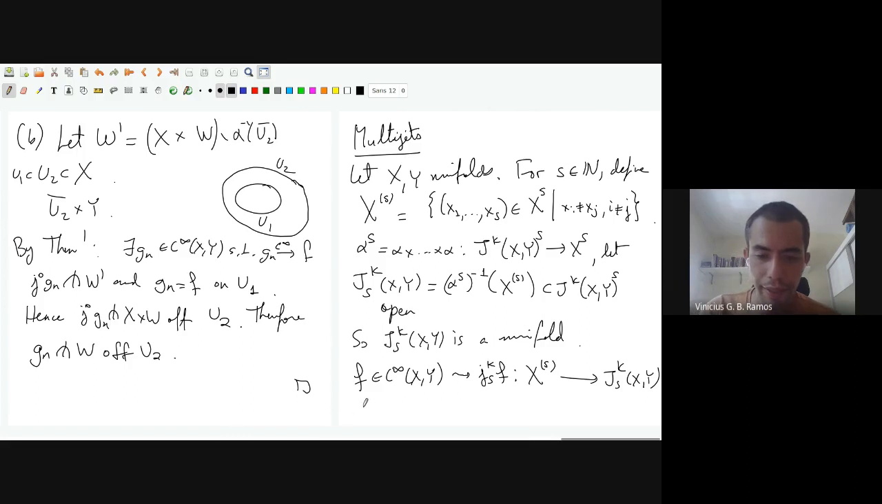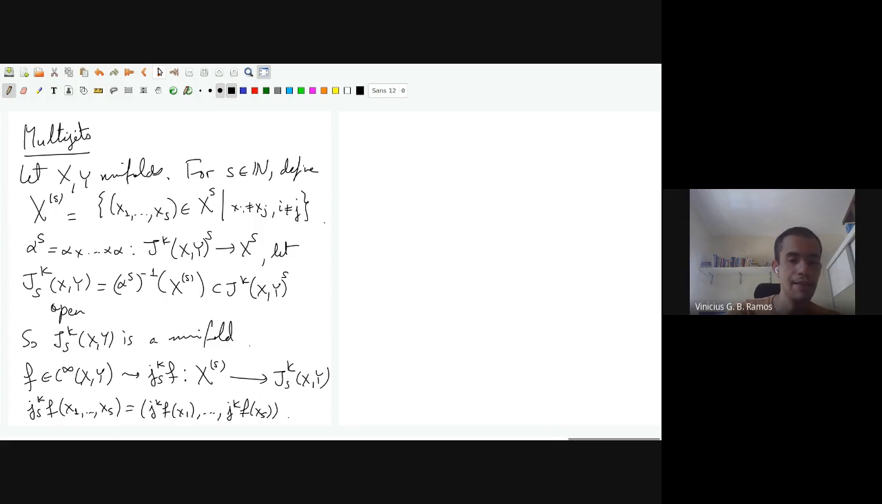So I can write it like this. So what is the j^k_s of f for x1 up to xs? That's just the kth jet of f at the point x1 up to the kth jet of f at the point xs. Okay, so that's the multi-jet. And then now I'm going to state the Thom Transversality Theorem for multi-jets.